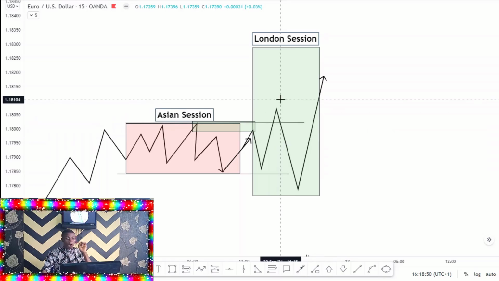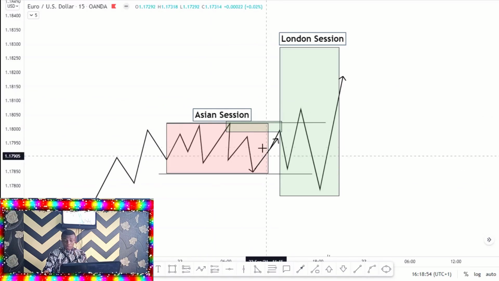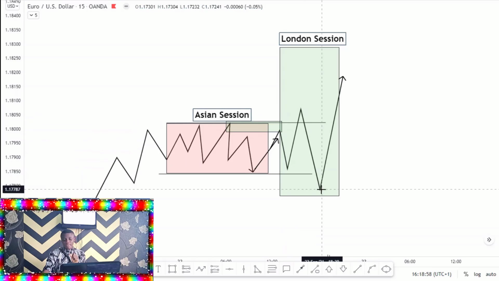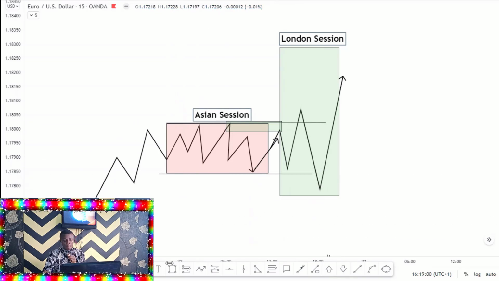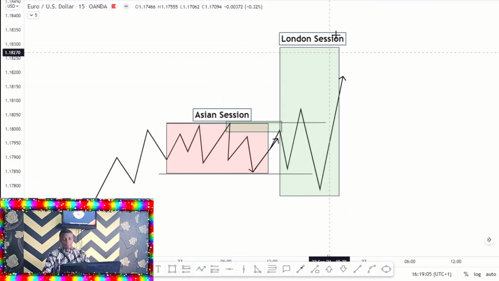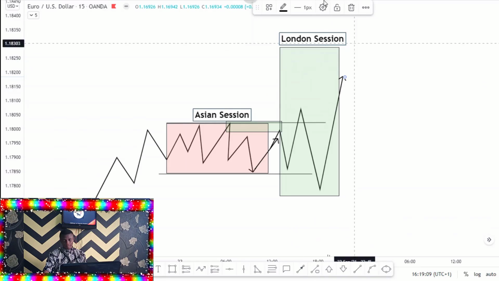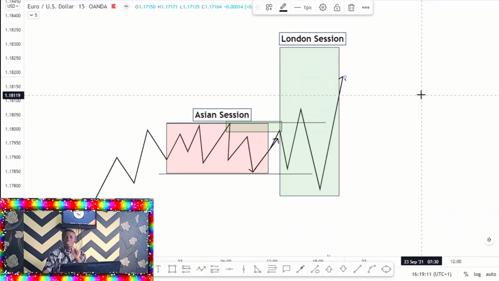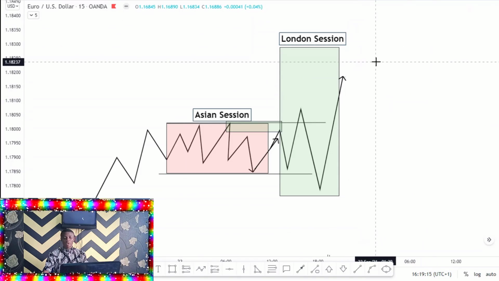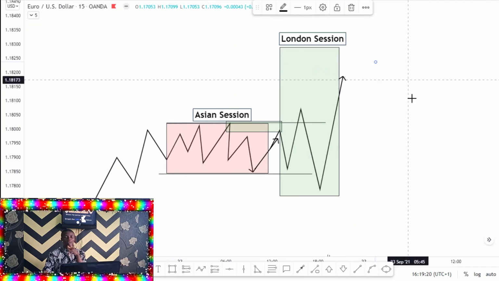All right, now we've seen that this has actually happened. So what happened next is price came down, took out everything, mitigated this order block, and what happened? Price reversed to the upside before the New York session opened. You see that? So this happens almost every single time of the day. It might not happen every day. There are times that the two sides will not be taken out immediately.